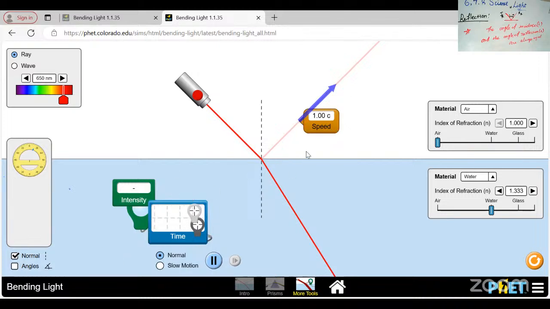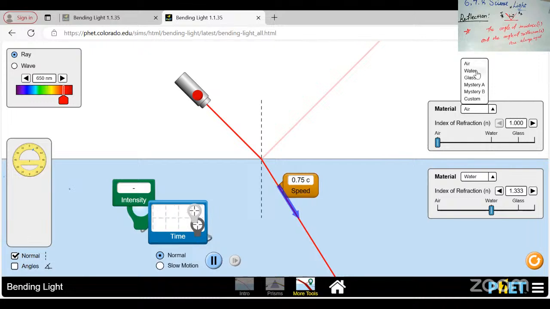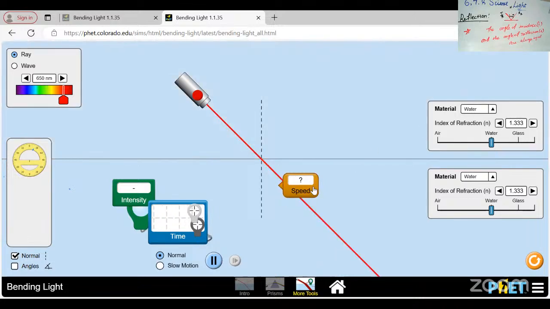So the speed of that light ray is the same in the above part, and in the water medium the speed of the light is slightly different compared to the incident ray. So just change the medium. Okay, the below part is water at 0.75, and the above part is also water medium, so this is also 0.75. This is the speed at which the light passes from one part to another.